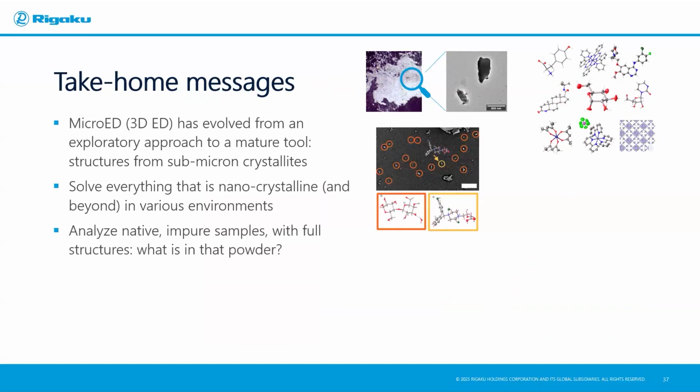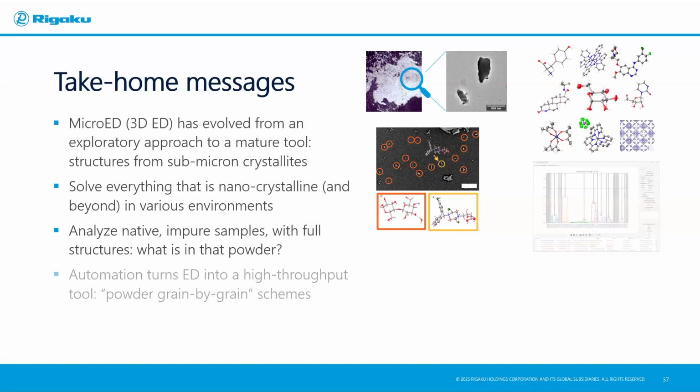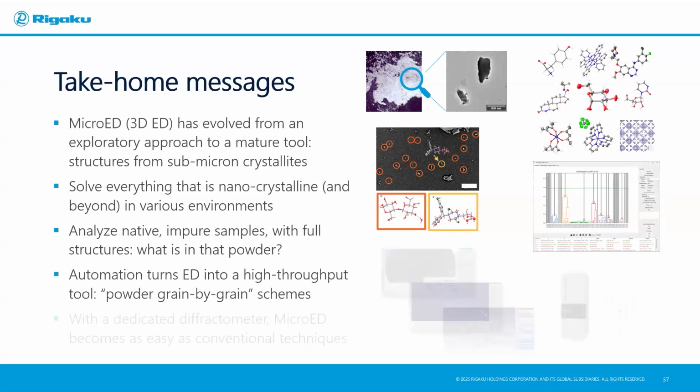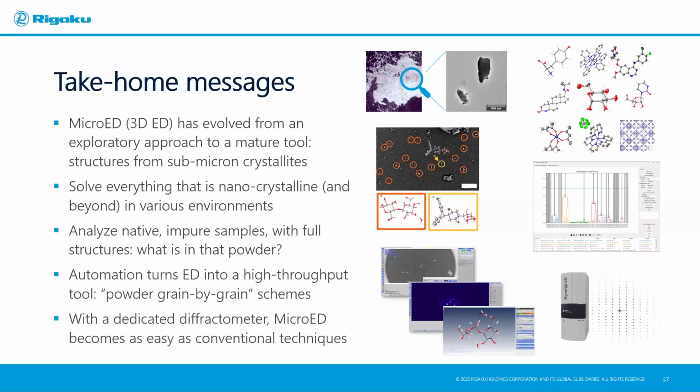And now, in the context of today, I want to highlight that you can also analyze full powders, native impure samples with full structures from everything, and that automation is the essential bit that turns these schemes into high throughput schemes and really makes this a powder grain by grain machine. And with a dedicated diffractometer, this becomes not more difficult than any other more conventional techniques.